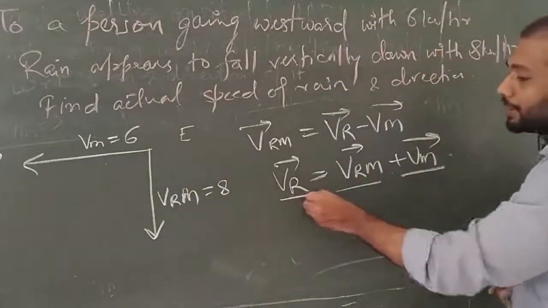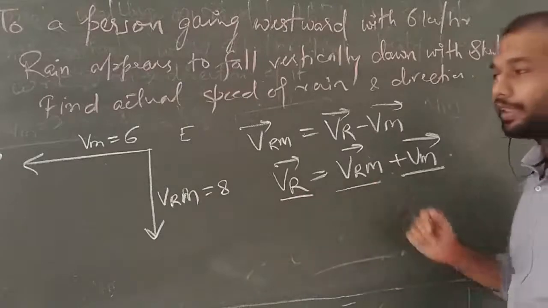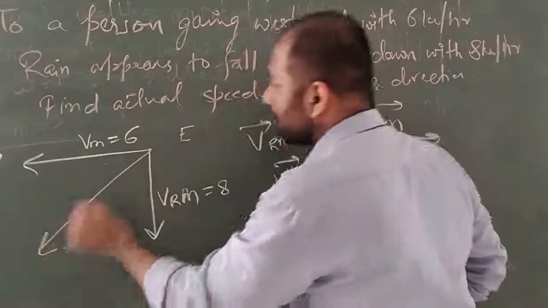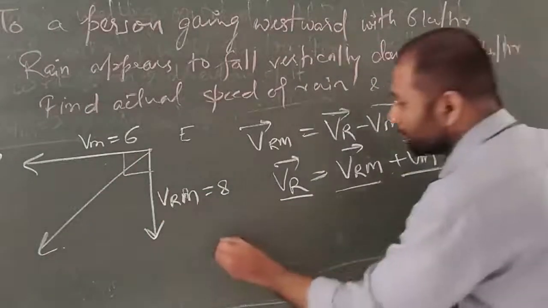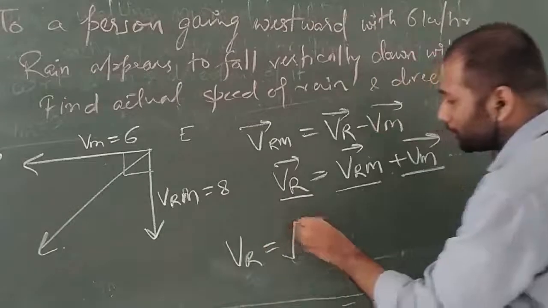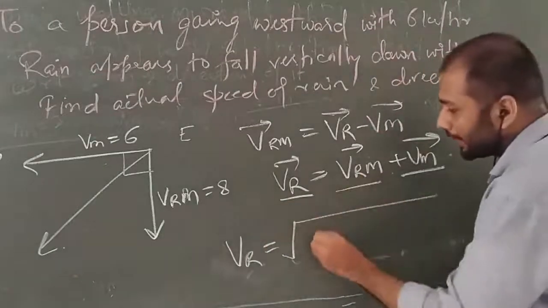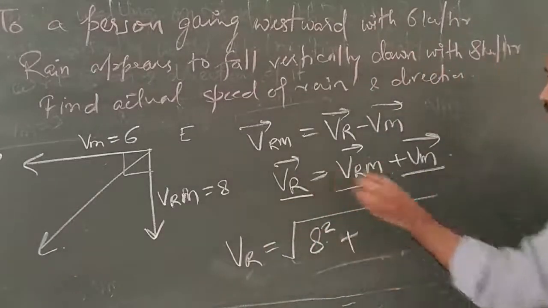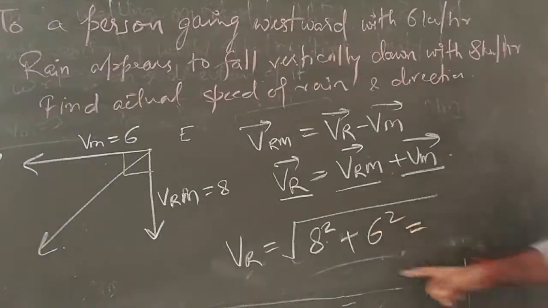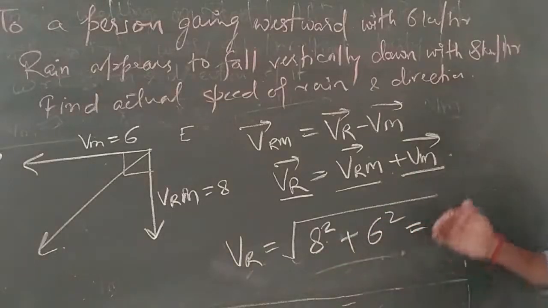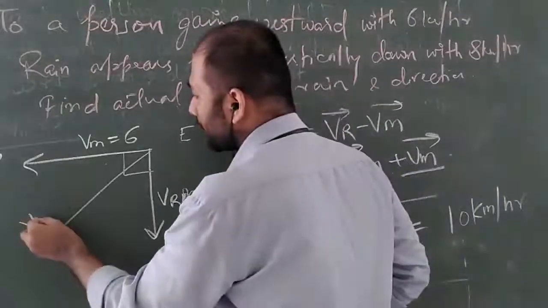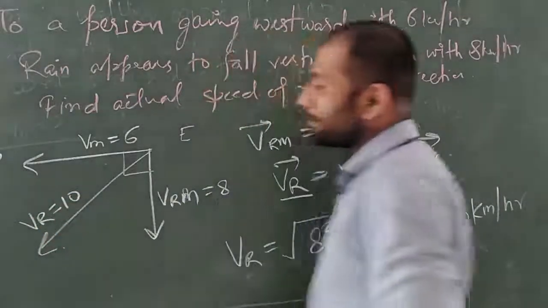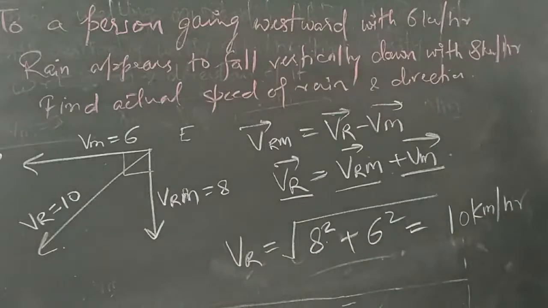And this resultant will give us what? The velocity of the rain. So this is our resultant, and both vectors are at 90 degrees. So what is that value? VR is equal to, VRM is 8, so 8 square plus VM is 6 square. This is 64 plus 36, that is root 100. That means 10 km per hour is the real velocity of the rain. Alright, so now we have to find the direction.